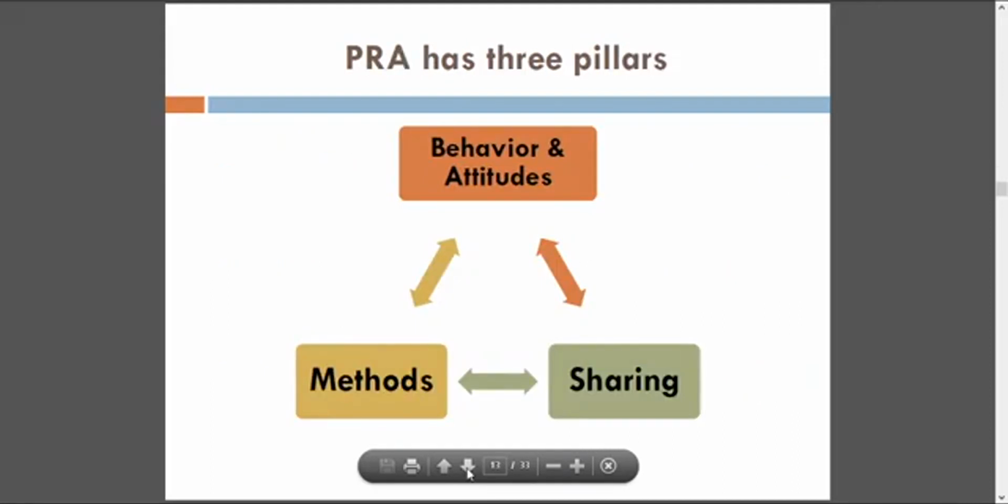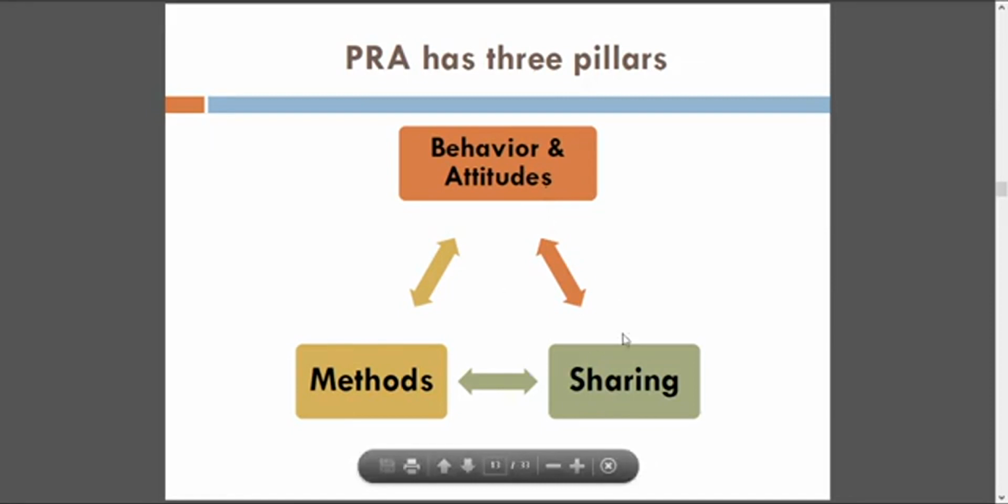You should have a team that has people who are able to undertake different roles. So when we go to the pillars of participatory appraisal, we see that we have behavior and attitude, and these have a lot to play and a lot to influence in any activity that you implement in the community. So it is very important to understand the behavior and attitudes of the community that you're going to work with.